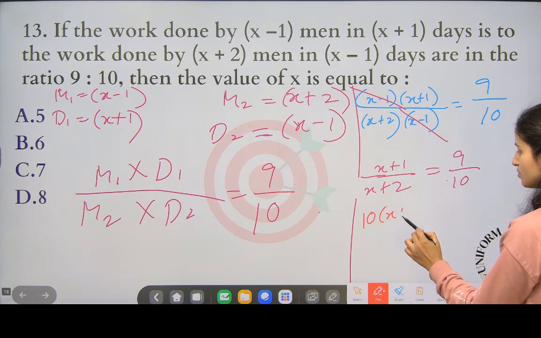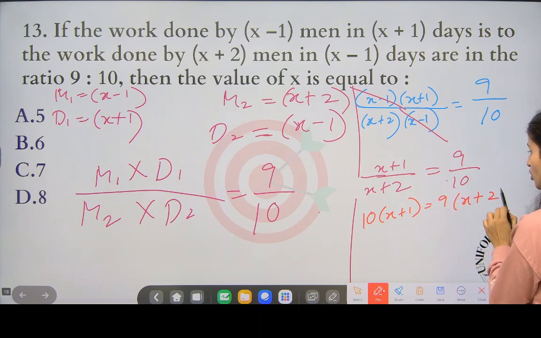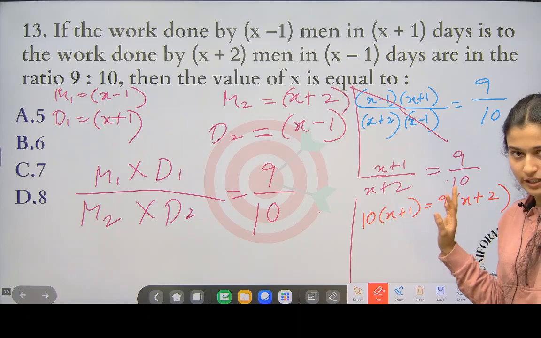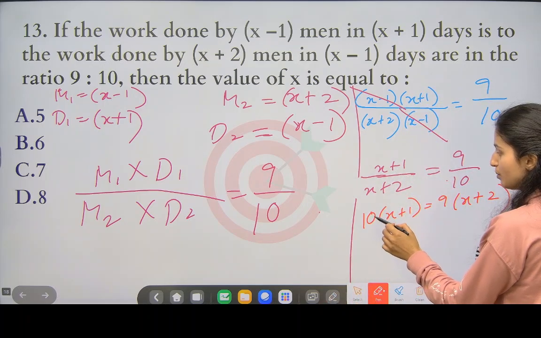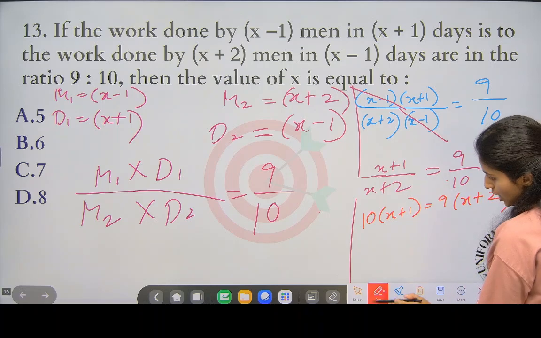10 into x plus 1 is equal to 9 into x plus 2. Fine, no problem. Now 10 and 9 do not come in any means in one single table. So what we have to do, we need to multiply this. 10 you have to multiply by both the numbers inside. 9 you have to multiply by both the numbers inside. Chalo, check this.